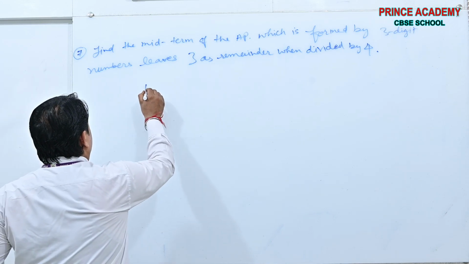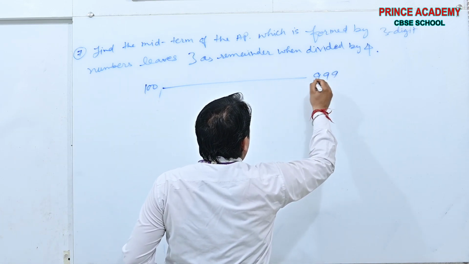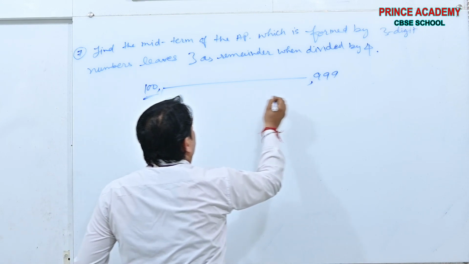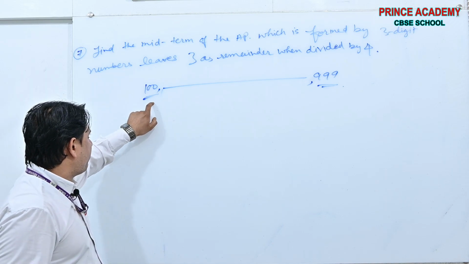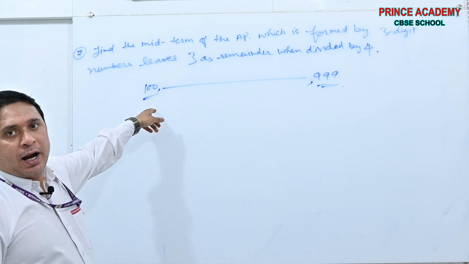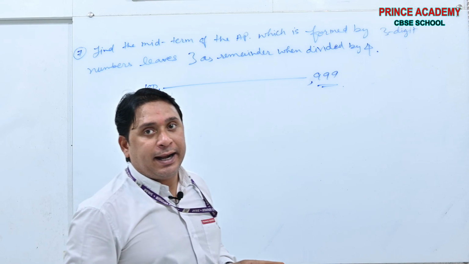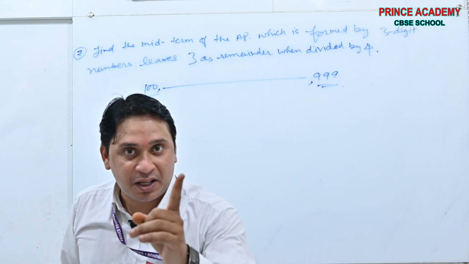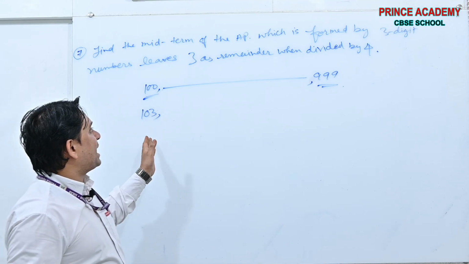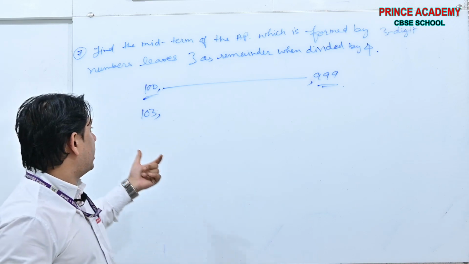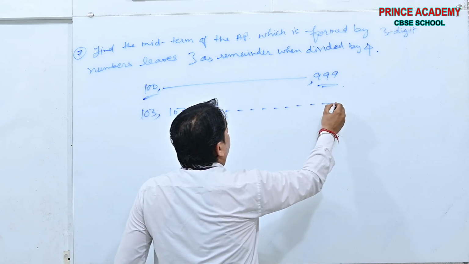See, 100 to triple line, these are 3-digit numbers, yes or no? Done beta. When we divide 100 by 4, it is divisible. 101 will give remainder 1. 102 will give remainder 2. 103 will give remainder 3. It means first term will be 103. And then keep adding 4 to the previous term. 107, 111 and so on.